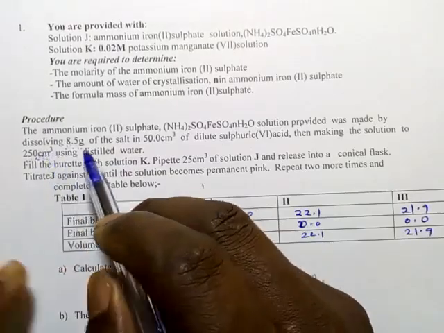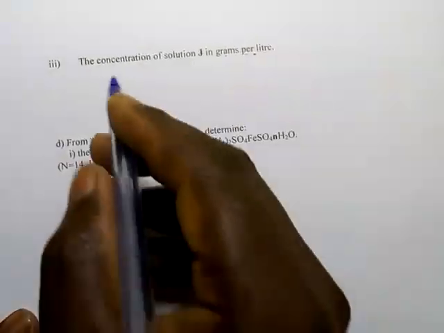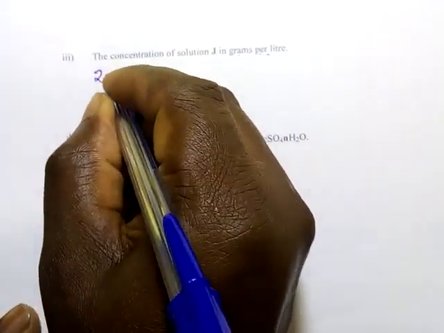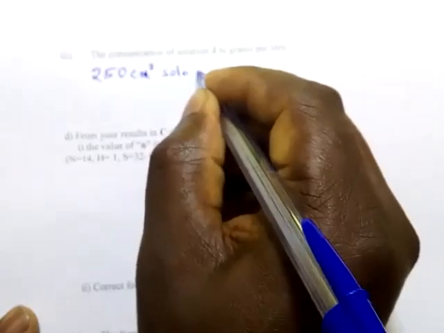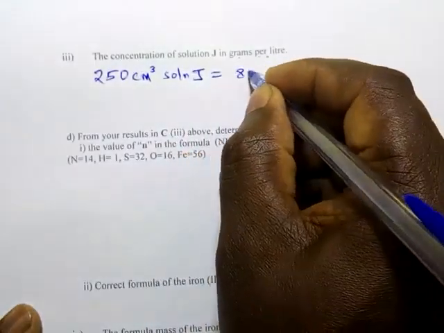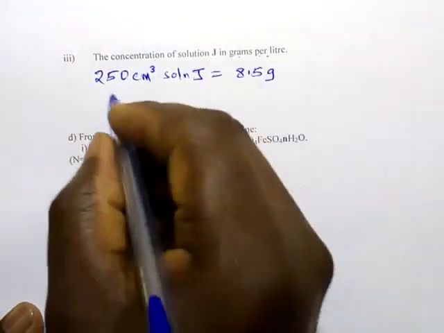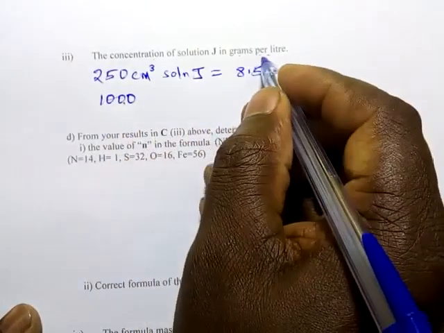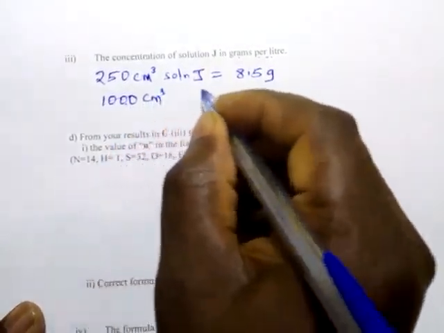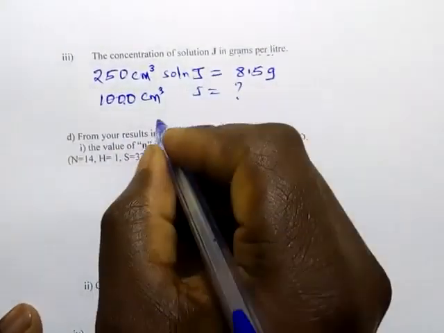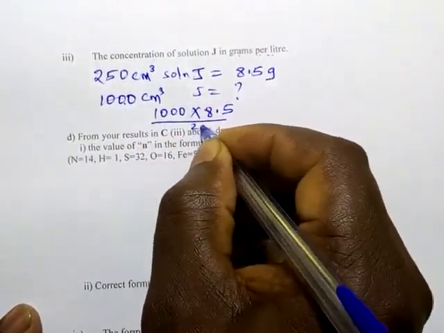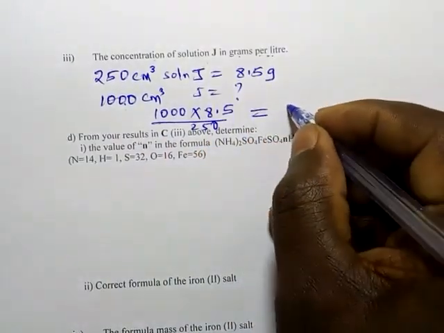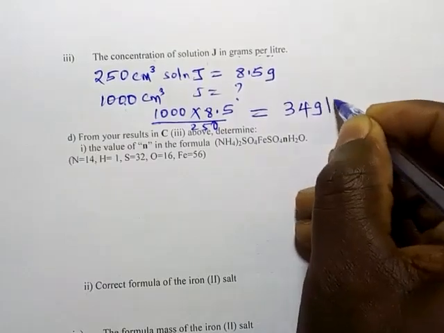We want mass in grams per liter. So concentration in grams per liter. You ask: 250 centimeters cube of solution J was prepared by 8.5 grams of the salt, and then 1000, because a liter is 1000 centimeters cube, J will contain how many grams? 1000 times 8.5 divided by 250. This will give you 34 grams per liter.